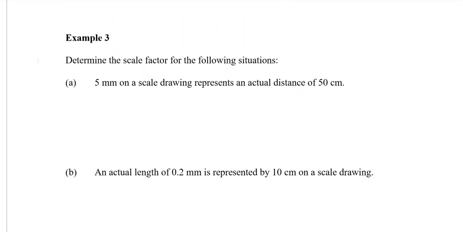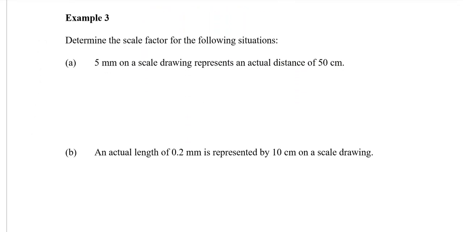Question 3. Determine the scale factor for the following situations. 5 millimeters on a scale drawing represents an actual distance of 50 centimeters. So I'm trying to turn this into a scale factor, which we know is written as a ratio. So the scale drawing number goes first, 5 millimeters will go first, and then the real life measurement, which is 50 centimeters, will go second.